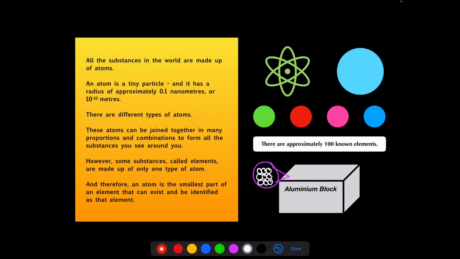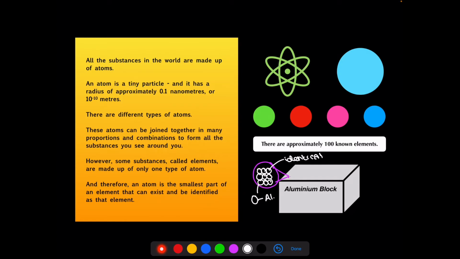And what you would see is that each of these atoms are identical to one another, okay? And that is because they are all aluminium atoms. If I were to take just one atom from here, that is an aluminium atom by itself. Aluminium, just going to say Al for now. You'll see what that means later.